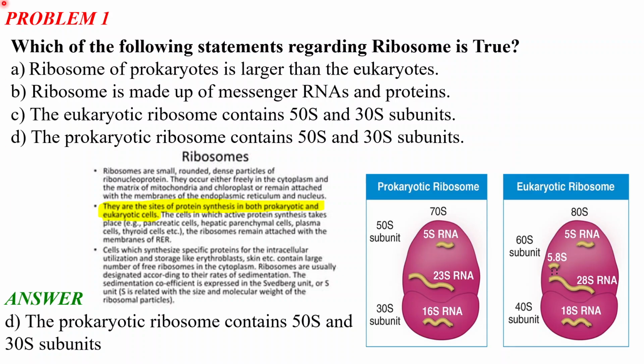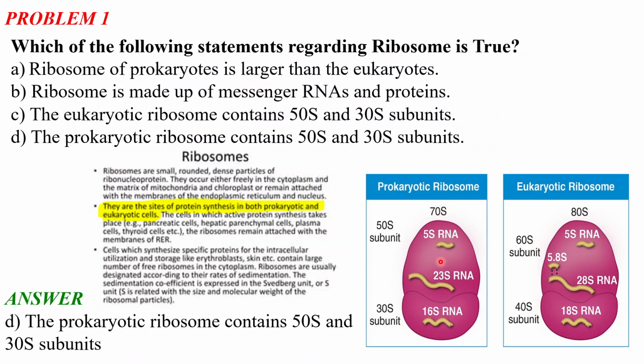First, let us see the other statements. The statement that the ribosome of prokaryotes is larger than eukaryotes is not true, because the ribosomes of prokaryotes are smaller. Eukaryotic ribosomes are much larger than those of prokaryotes. The statement that ribosome is made of messenger RNA and protein is not true. Ribosomes are made of rRNA, not mRNA. And the eukaryotic ribosome is formed with the 60S and 40S subunits.